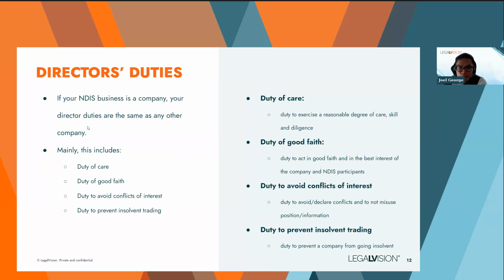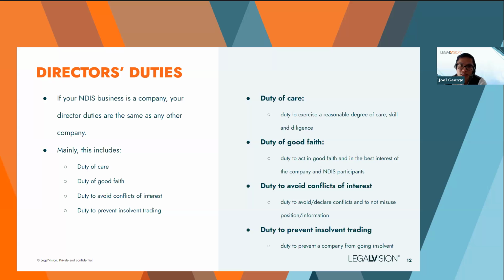Thanks, Steph. So if your NDIS business is a company, you will have the same director duties as a director of any other company. Mainly I want to cover what I call the big four. These are the big four director duties that apply to all directors. The first is the duty of care. The duty of care is really the duty to exercise a reasonable degree of care, skill, and diligence. An example of this is the expectation for every director to be aware of the business operations, the business's financials, and to take the necessary decisions in light of those operations and financials.